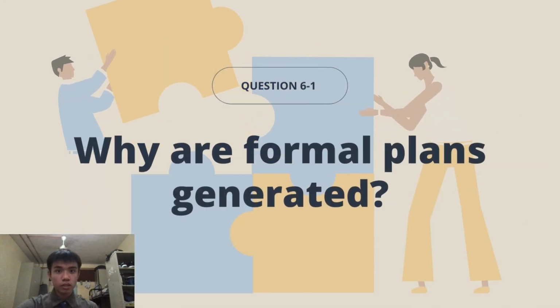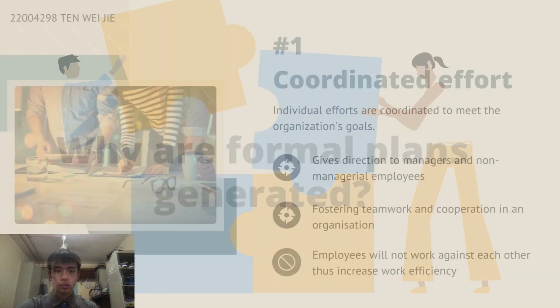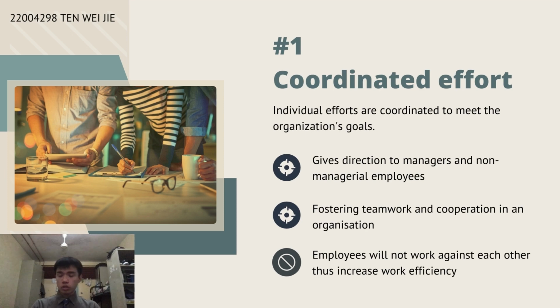Now let us start with our first question, which is why formal plans are generated. The first point is coordinated effort. What does planning do? It gives direction to managers and also non-managerial employees. Individual efforts are coordinated to meet the organizational goals. With the help of planning, individuals can understand where the organization is going and what they must contribute to reach their goals.